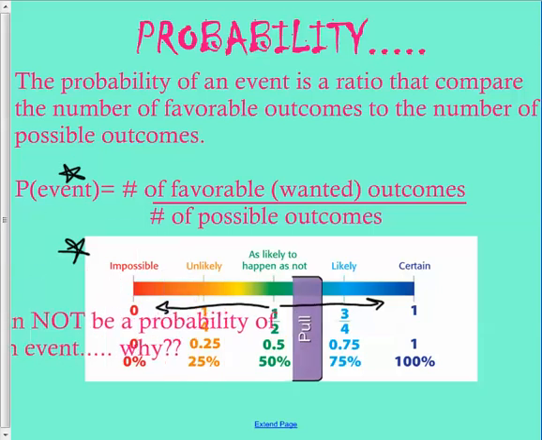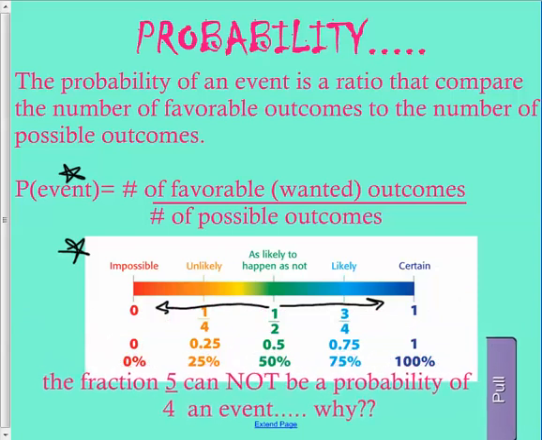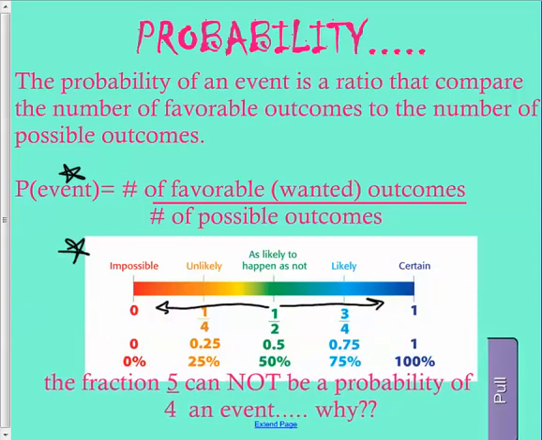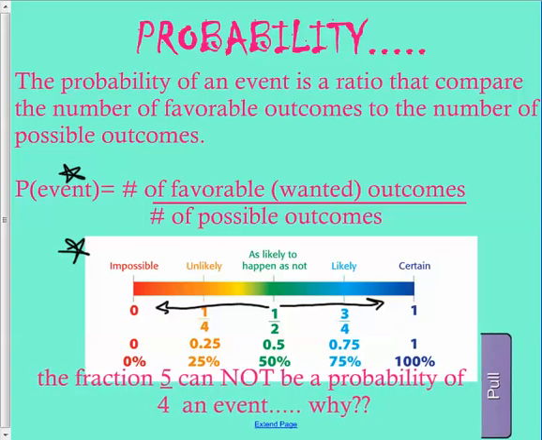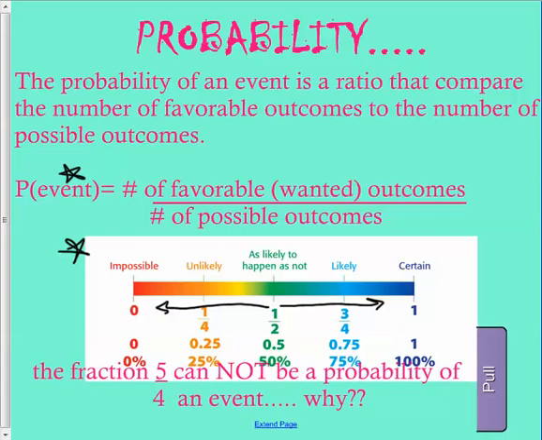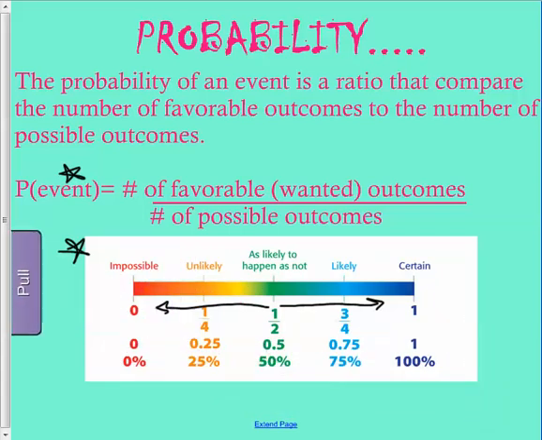So when we're looking at these events, notice that the fraction cannot be improper. So you can't have like 5/4. Why is this? Because that means that it's more than certain, which doesn't even make any sense. The furthest that you can go is certain.